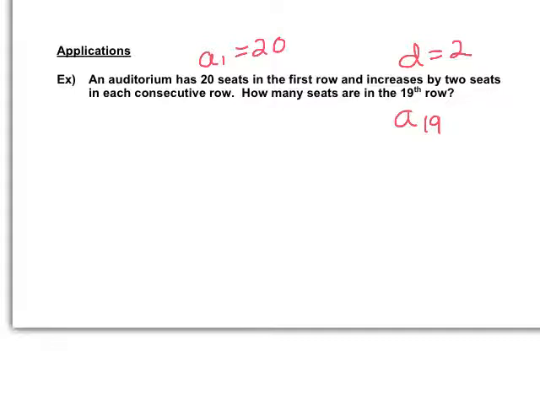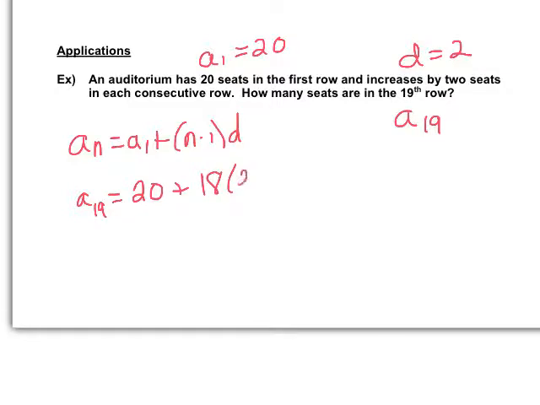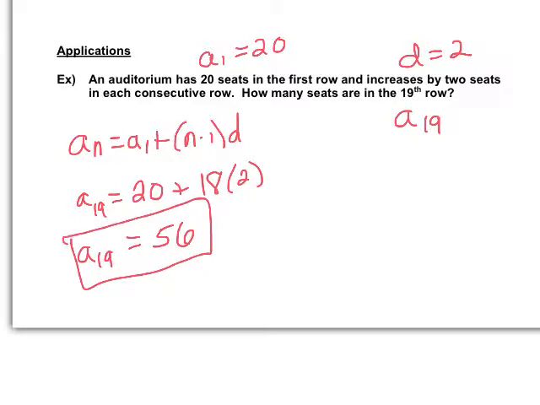Remember, the formula is a sub n is equal to a sub 1 plus n minus 1 times the common difference. A sub 19, I want to know how many seats are in the 19th row. The first row has 20 seats, so the common difference is 2, and I'm looking for n minus 1, which is 18, times 2. So there are 56 seats in the 19th row. That's an example of how you can use an arithmetic sequence to solve an application problem.